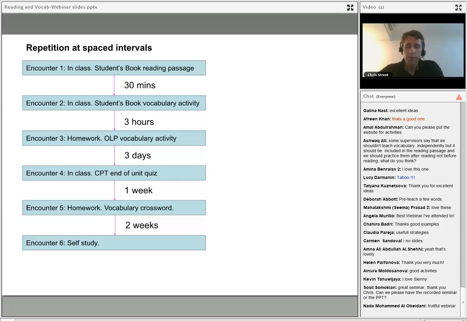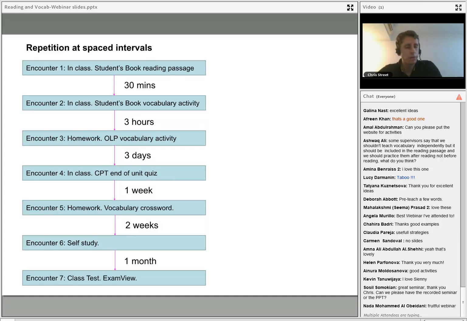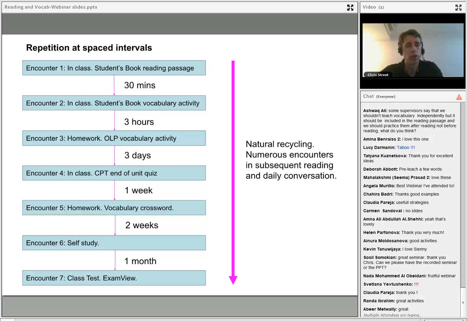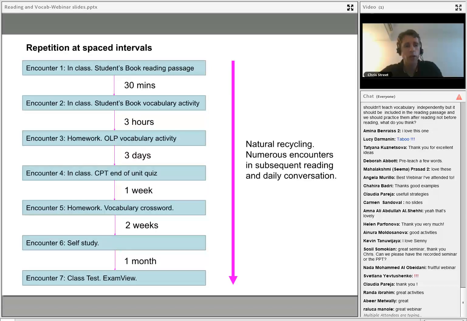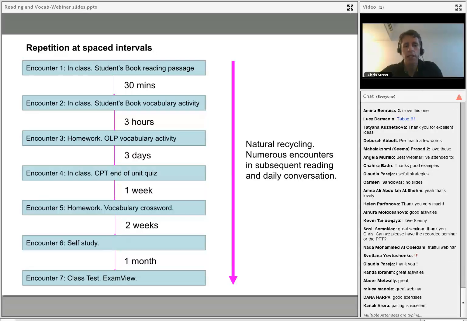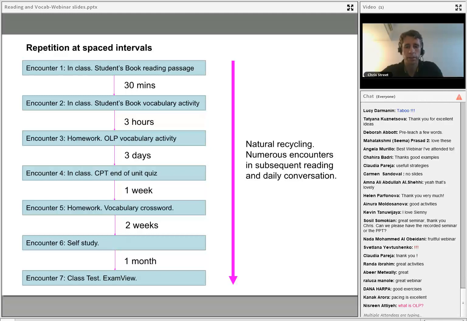2 weeks after that, maybe the student does some self-study of their own. They look back at their notes. And then 1 month later, perhaps there's a class test using ExamView. And remember that all the time while this is happening, there's also natural recycling going on in different reading passages and in daily conversation as well.